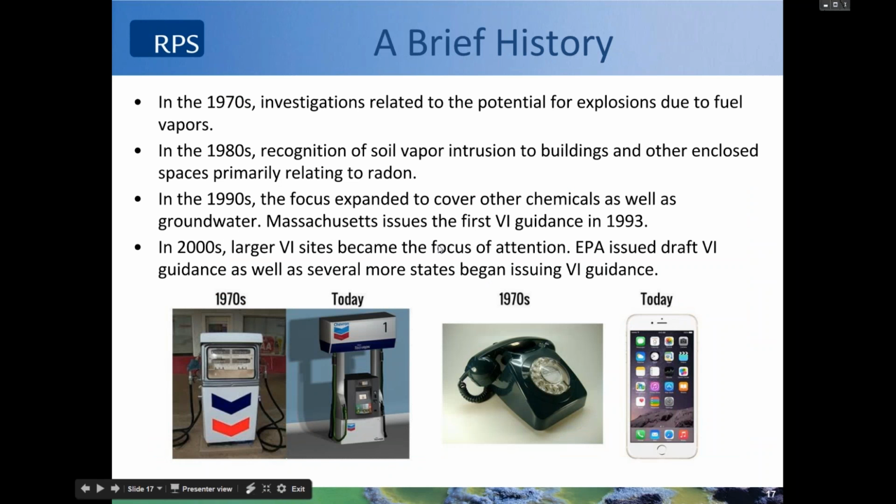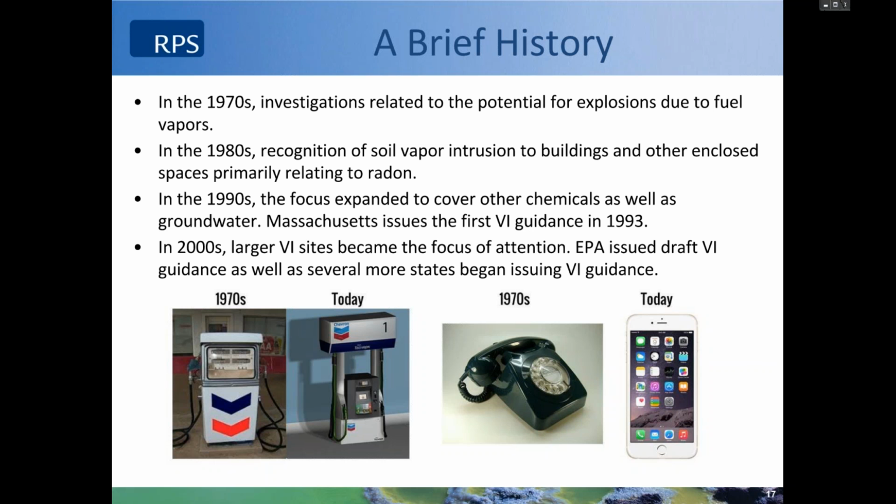So a brief history. When we first started thinking about vapor intrusion in the 1970s, our main concern was, are the vapors from the nearby gas station that are seeping into my house going to cause my house to explode? Nobody really thought about health risk at that time. It wasn't really until the 80s that people started to look at radon, and specifically radon coming from soil and bedrock in the area seeping into your building. In the 90s, people started to understand, well, there's also some other chemicals we might need to look at. So that's when they started looking at some of the more volatile chemicals, and they also included groundwater.